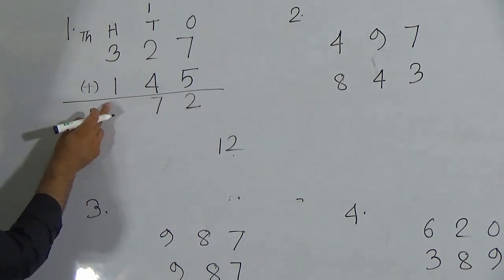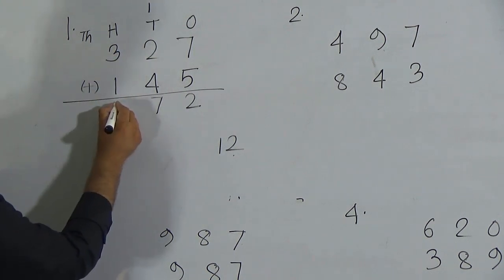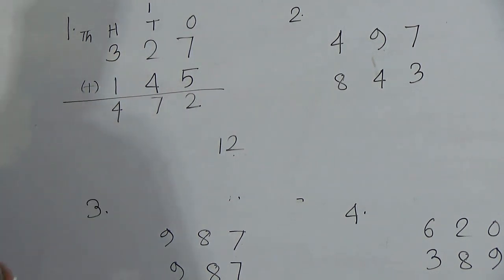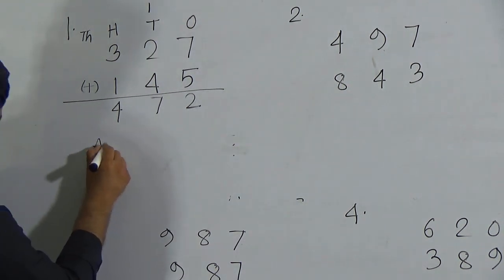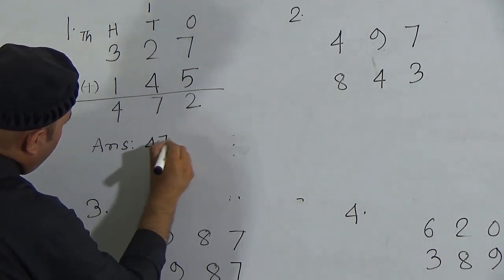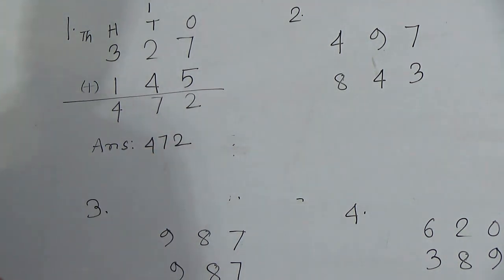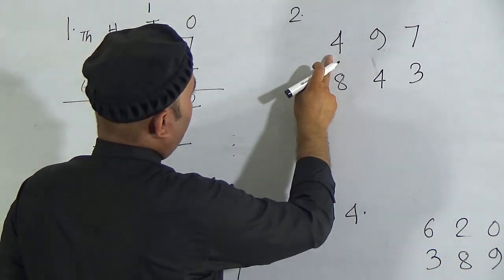Now let's do the next column. Here is 1 and 3. 1 and 3 it will be 4. So the answer is 472.